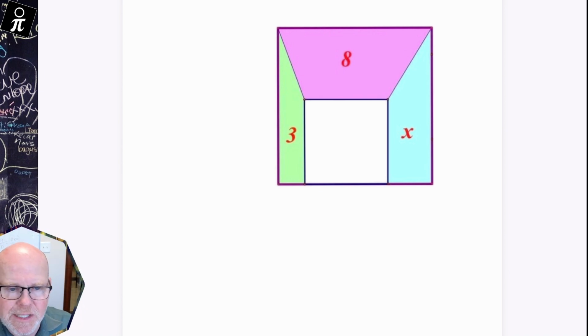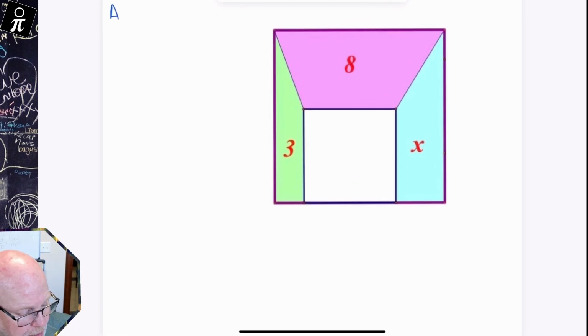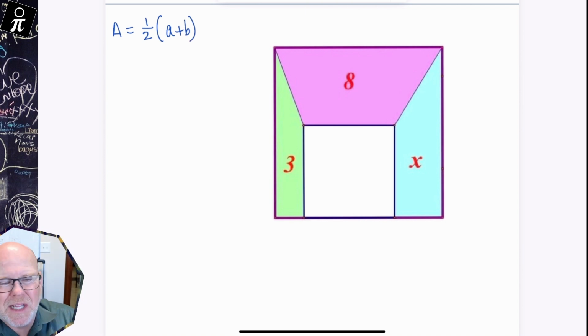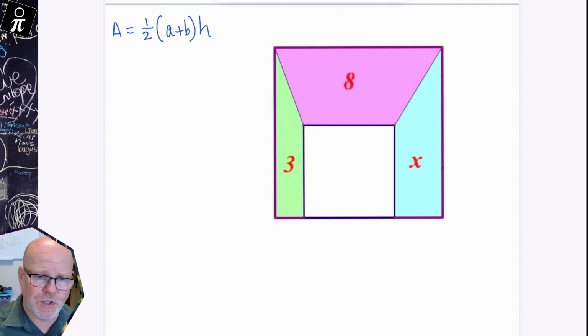When I'm looking at this, the first thing I'm going to do is think about the formula for the area of a trapezoid. The area of a trapezoid is 1/2 times the top base plus the bottom base. So basically we're finding the average of the two bases times the height. That's the formula for the area of a trapezoid. And of course I know the formula for the area of the square, so that's pretty straightforward and easy.